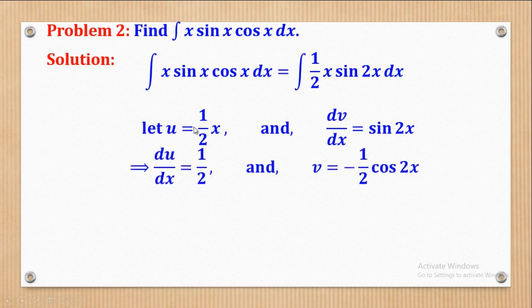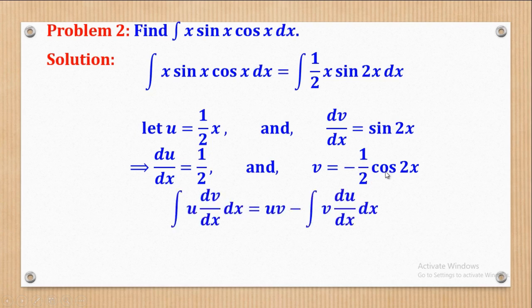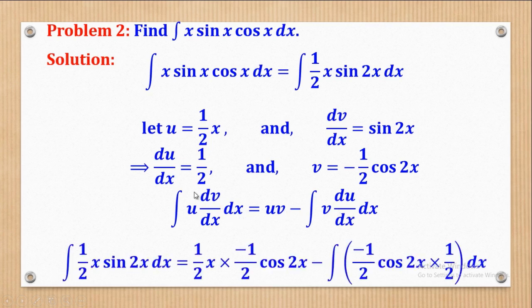So when I differentiate u, I'll come up with du/dx being equal to a half, and when I integrate this, I'll come up with v being equal to negative 1/2 cos 2x. After that, I have to remember my formula for integration by parts and then substitute. So u dv/dx, u is here, which is 1/2 x, and dv/dx is here.